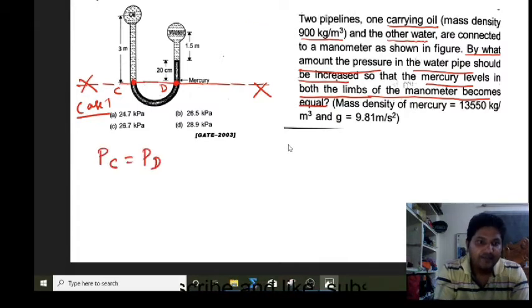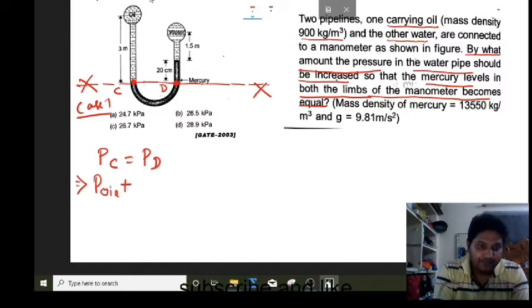So what is the pressure at point C? Pressure at point C is the pressure in the oil pipeline, plus there is also oil, so this will be rho of oil into g into this height, which is 3 meter. So we reach this point.